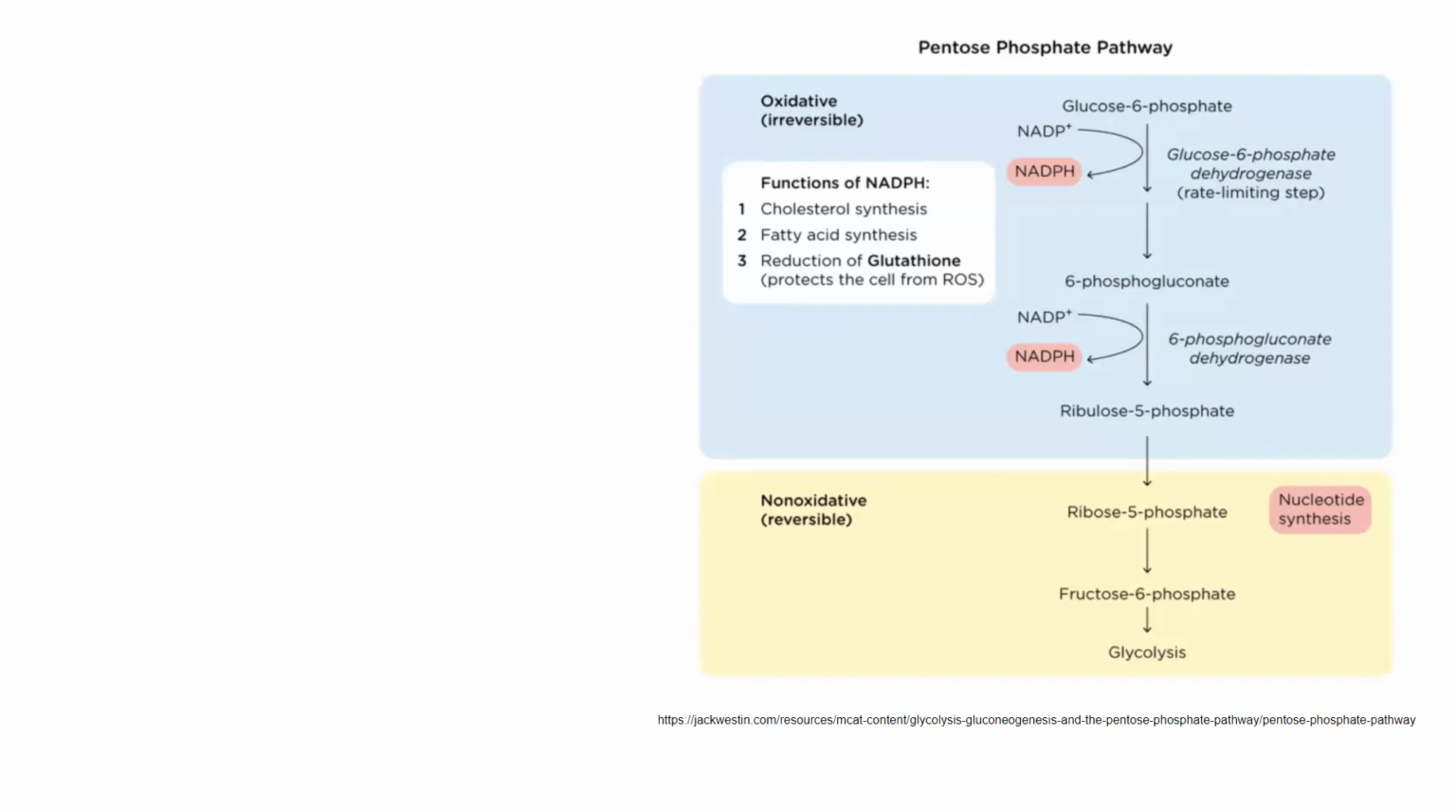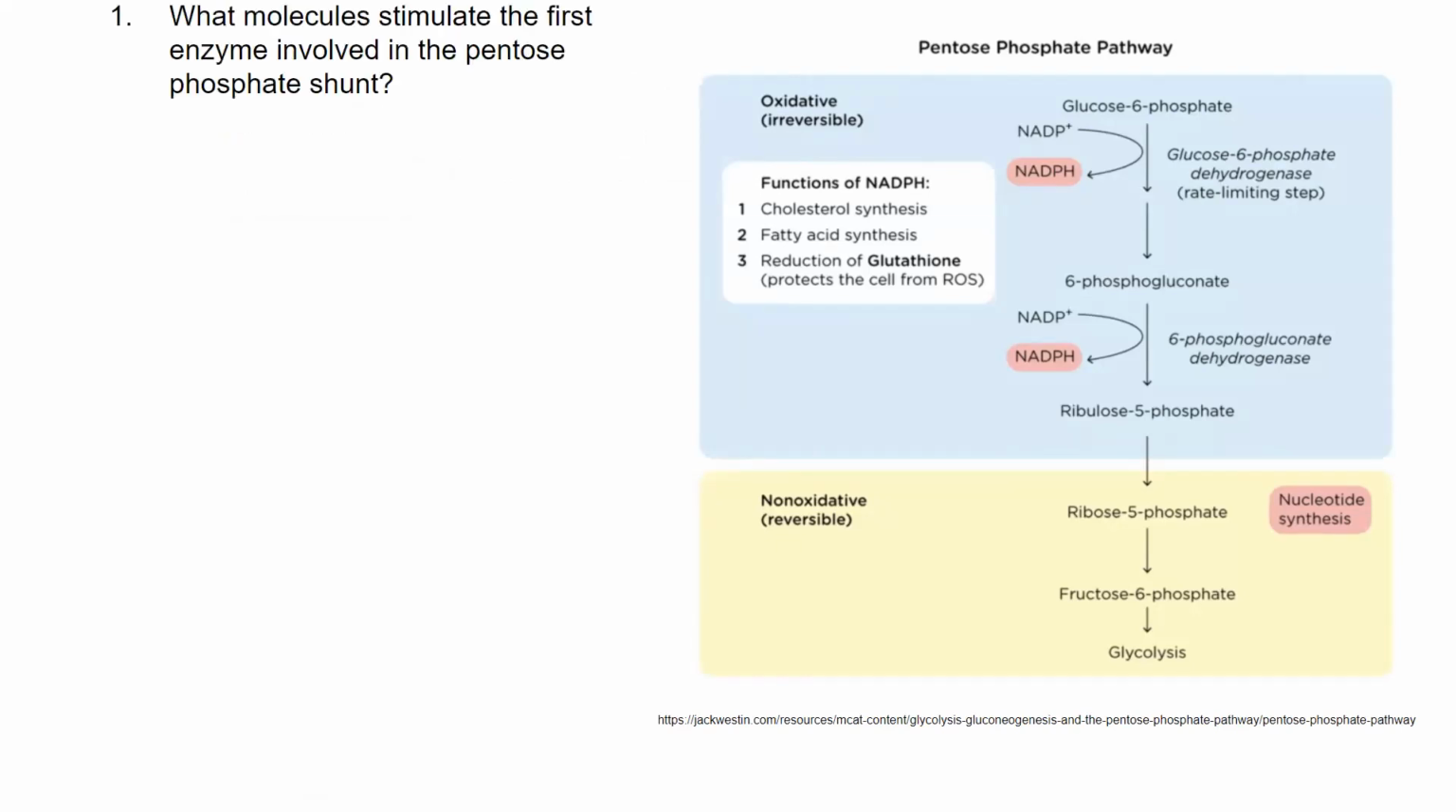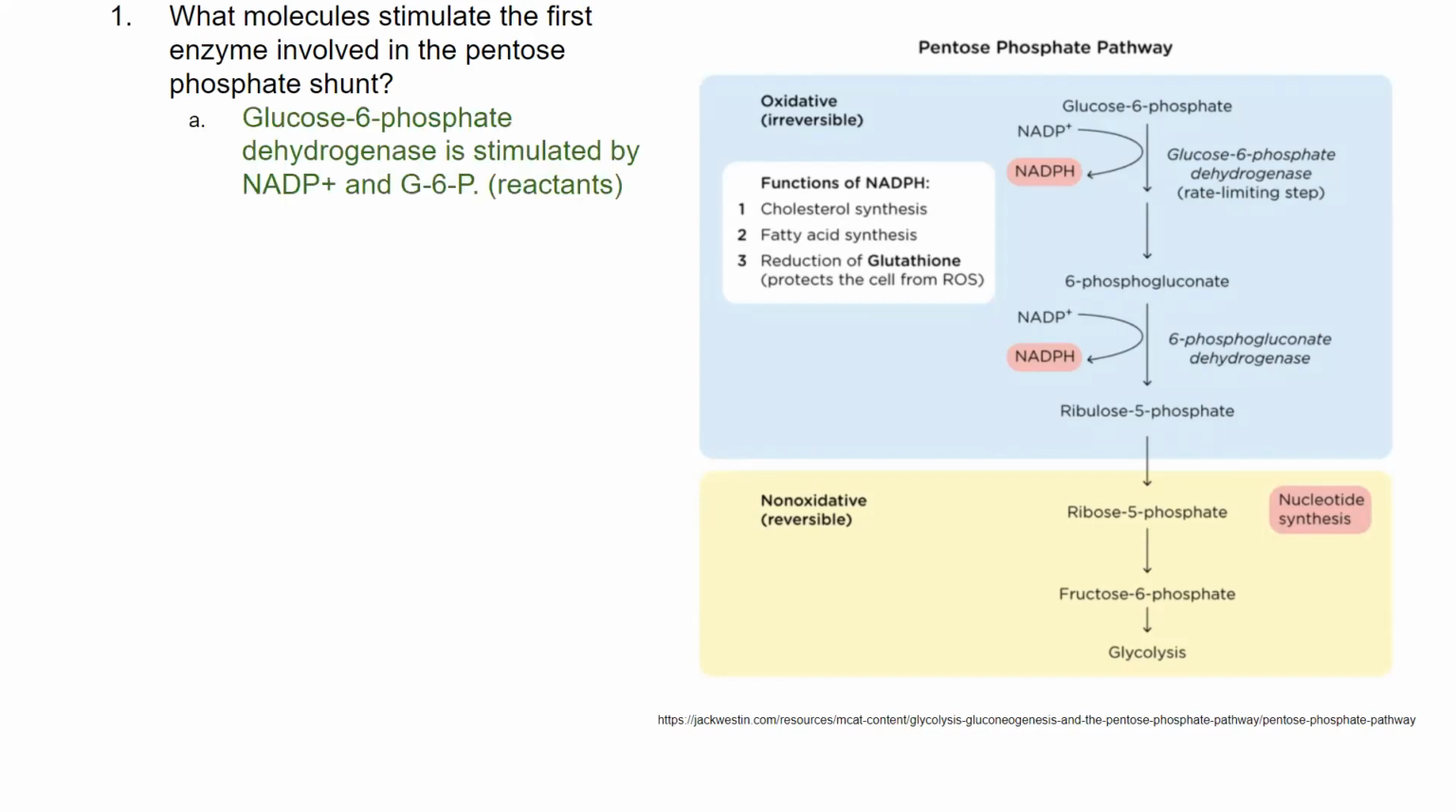Yeah, glucose 6-phosphate dehydrogenase. I would make note of that and know that pretty well. And then what are the products of it? Oh, I didn't ask that question. Sorry, I also accidentally just showed you guys the answer. But yeah, NADP and G6P are the activators of G6PD.